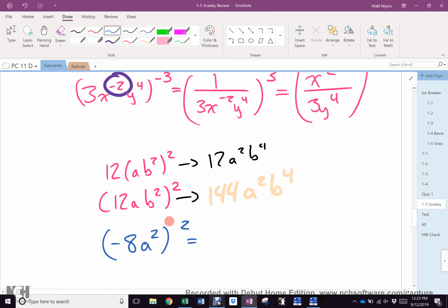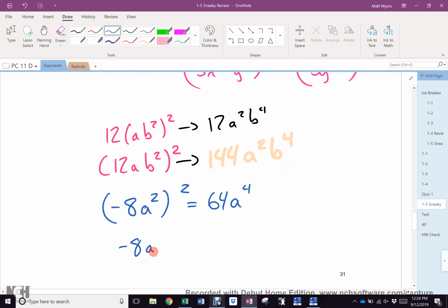No, I lied. Let's make it to the positive 2. What's that going to be? 64a to the 4th, right? Negative 8a to the negative 2. What's that? Negative 8 over a squared. This is allowed because it's a base. Everybody good? That is all of the mistakes that I find a majority of you make, if you're going to make mistakes. Does everybody understand?